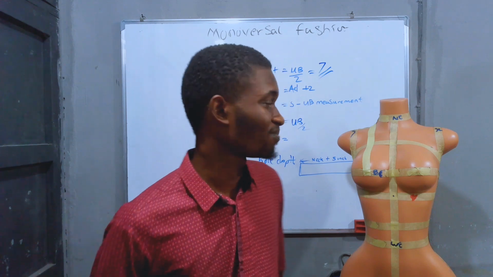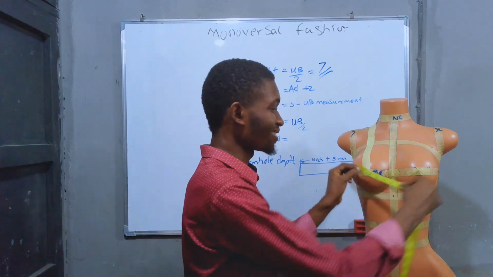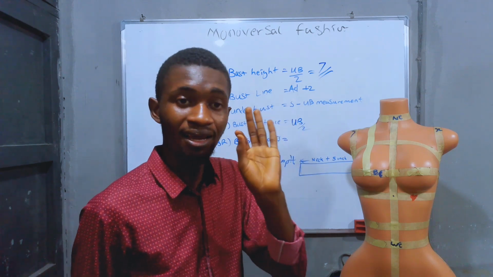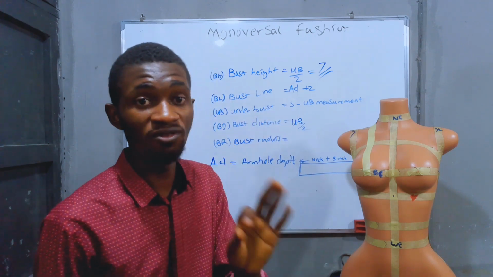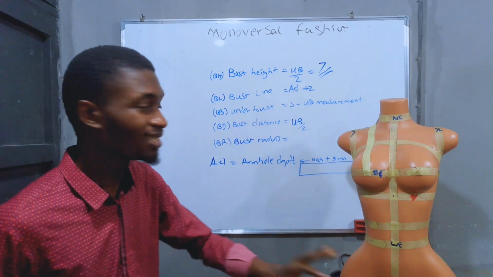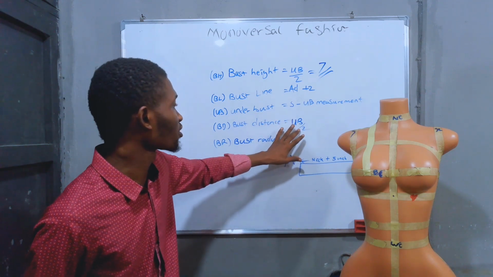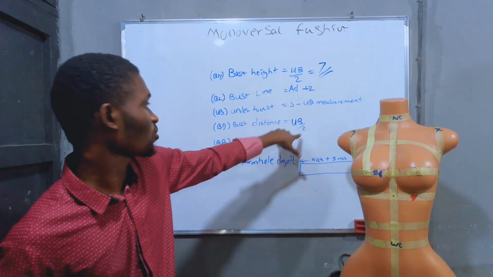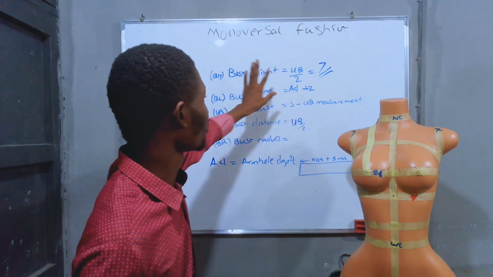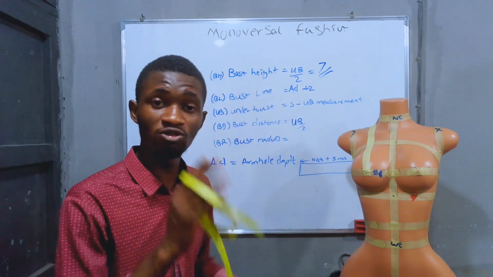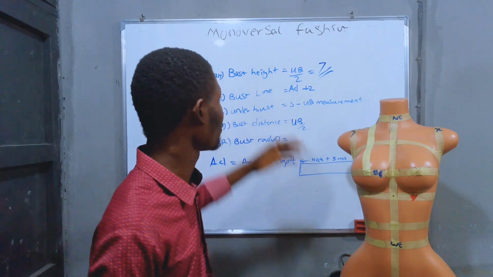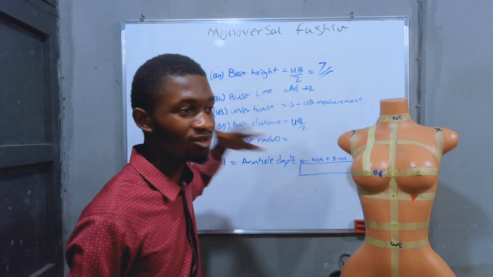So instead of measuring like this, you should use a mathematical formula which is proven to work. You get the bust distance by simply dividing the under bust by 2. Bust distance is equal to under bust divided by 2, just like how we have our bust height, under bust divided by 2. So you see that there's a very strong relationship between the bust height and the bust distance.